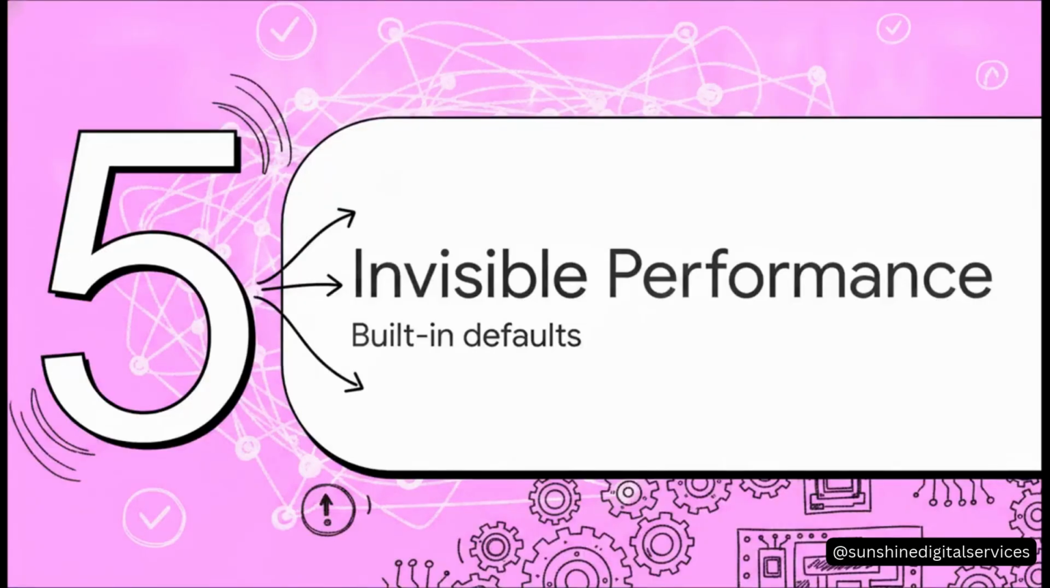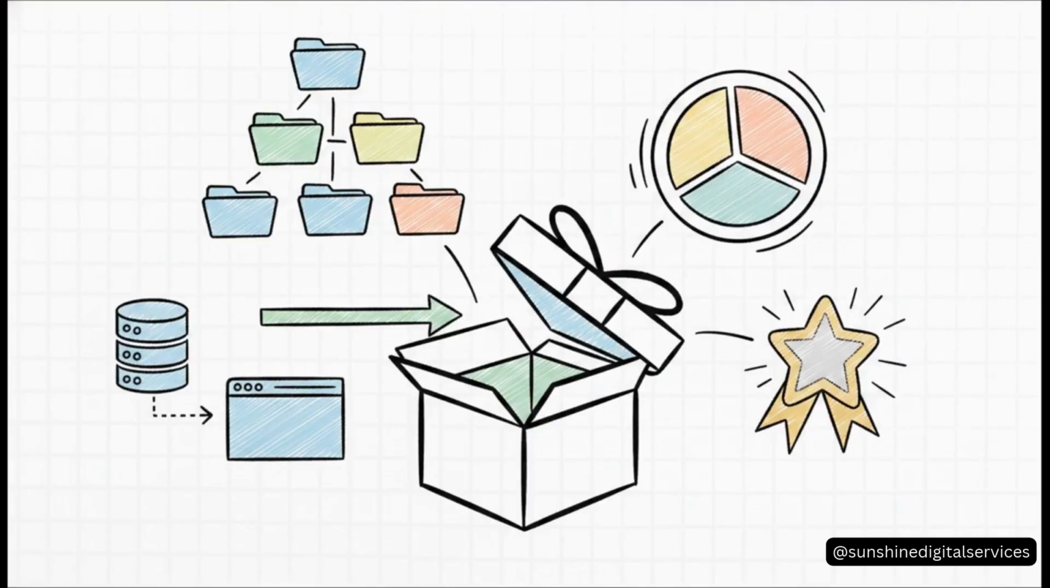Section 5. The invisible performance wins. Nuxt is literally packed with these invisible wins that just keep your app fast without you even having to think about it. Take convention-driven routing, for example. Your files map cleanly to URLs, which creates natural code splitting. Your users only load the JavaScript they actually need for the specific page they're looking at.